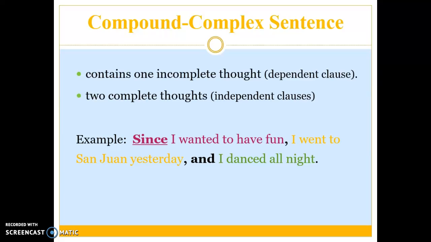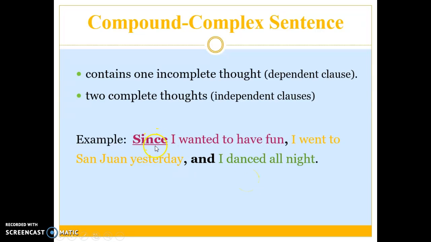Now let's take it one step further, and we're going to look at compound complex sentences. A compound complex sentence contains one incomplete thought, that's a dependent clause, and two complete thoughts, and that's an independent clause. For example, since I wanted to have fun, I went to San Juan yesterday and I danced all night.